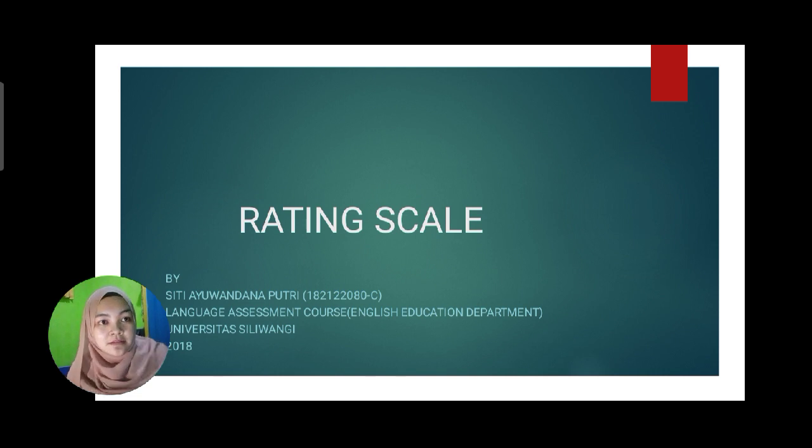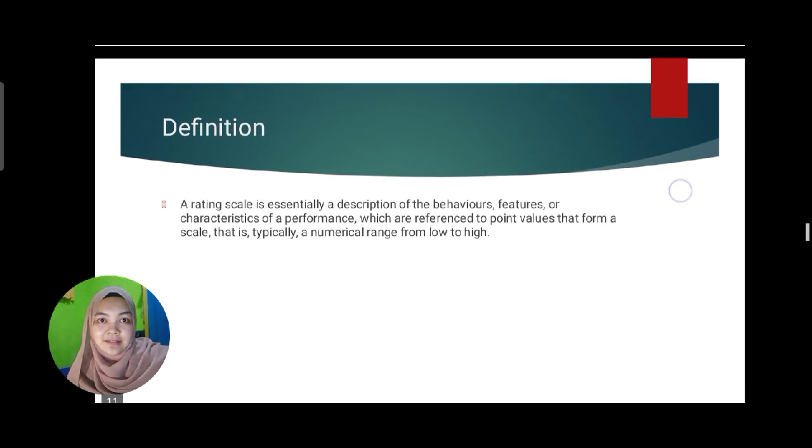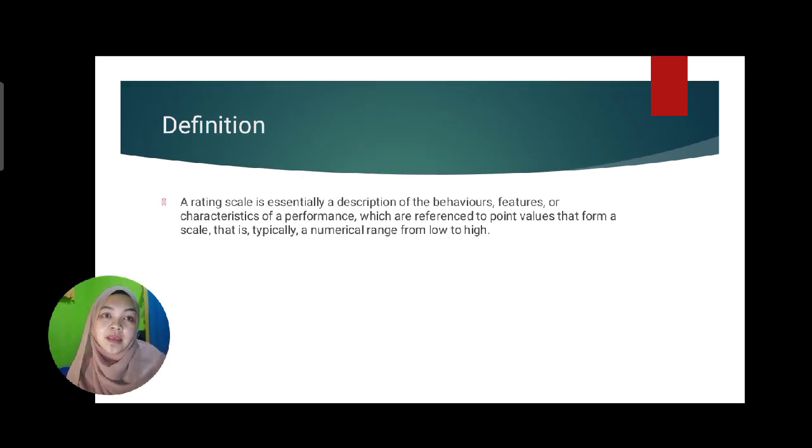Okay, let's go. We're going to look at the definitions of a rating scale. A rating scale is essentially a description of the behaviors, features, or characteristics of a performance which are referenced to point values that form a scale. That is typically a numerical range from low to high.